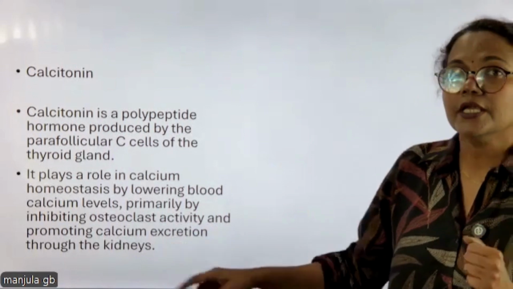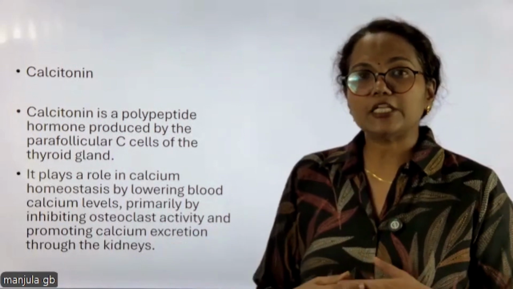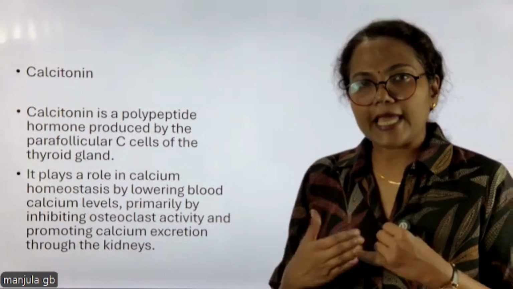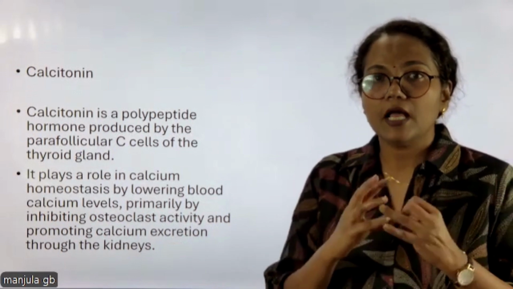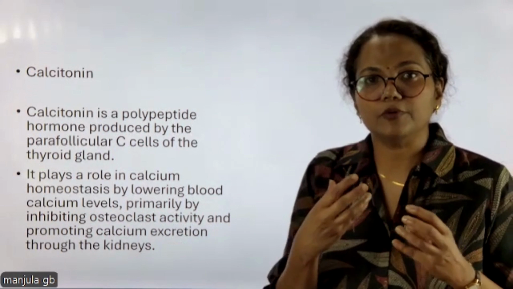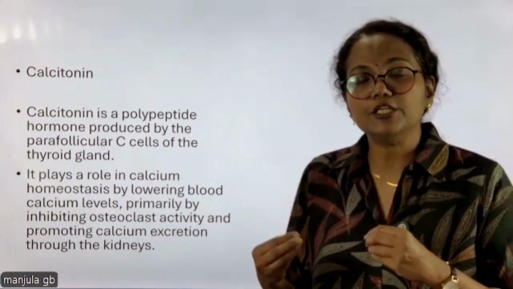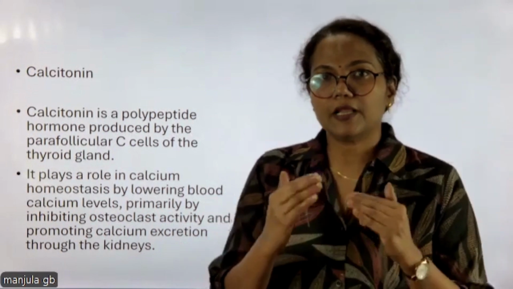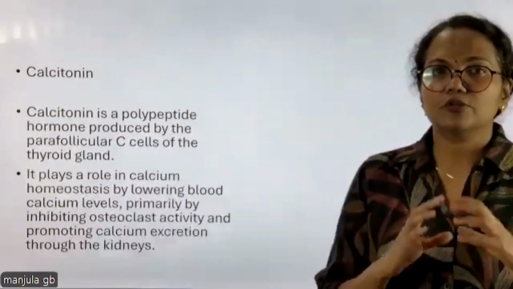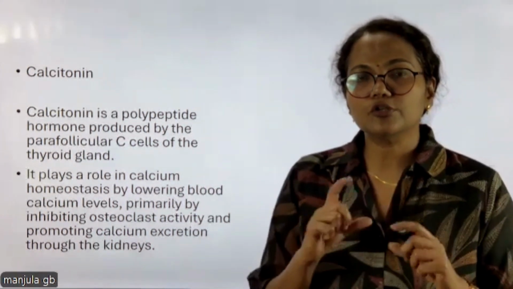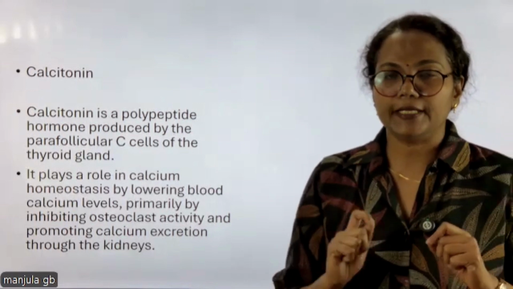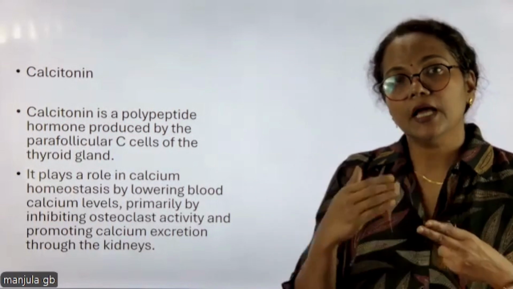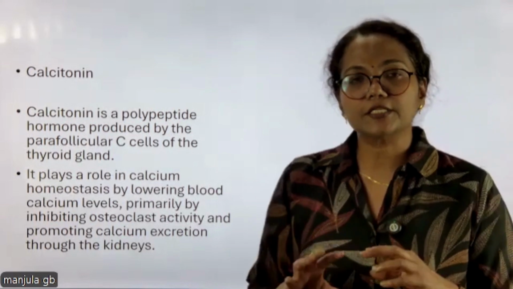And the second thing is, it promotes the calcium excretion through the kidneys. So through the kidneys, the calcium is lost, and also it prevents the calcium being taken from the bones into the bloodstream. So these two processes it stops, and that is how the calcium levels are lowered in the blood. So what is the action of calcitonin? To lower the calcium levels in the blood. How does it do? It prevents the osteoclastic activity, and second thing is it promotes the kidneys to excrete more of calcium.